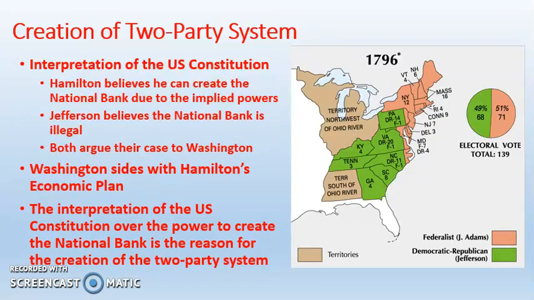It's over the interpretation of the U.S. Constitution. Can you create a bank? And Hamilton believed that absolutely could because of the implied powers. Jefferson says there's no way you can create the bank. It is absolutely illegal. But both argue their case to Washington, and Washington does side with Hamilton. He thinks that it is what's best for the nation. Okay? Jefferson is upset. Jefferson resigns. Okay? He doesn't want to be a part of President Washington's office anymore. He doesn't want to do it.